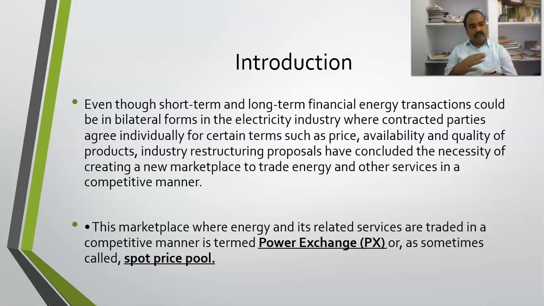So far across the globe, the same has been happening till the restructuring started. And all the restructuring models suggested that there must be a common place where electricity must be traded, just like any other commodity. So just like any other commodity, electricity and its services must be traded, which will reflect the true demand of electricity in the market. This marketplace, where electricity and its services are traded in a very competitive manner, is called a power exchange, or what we call the spot price.